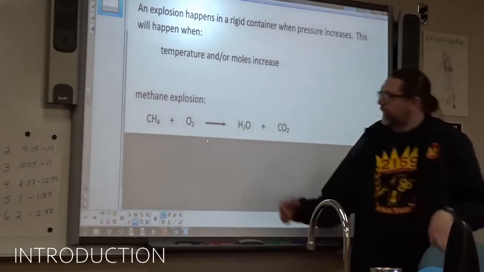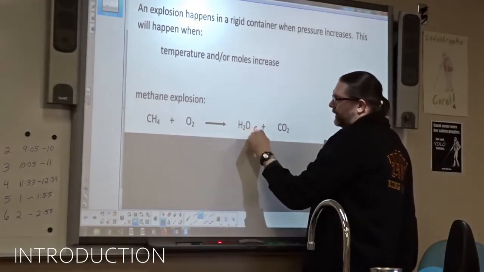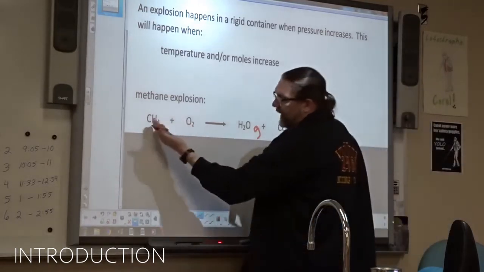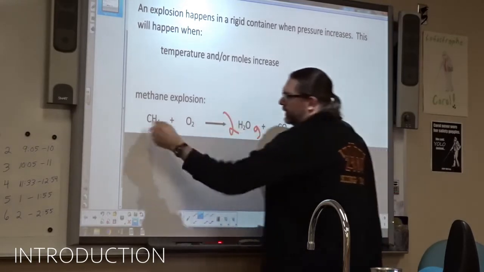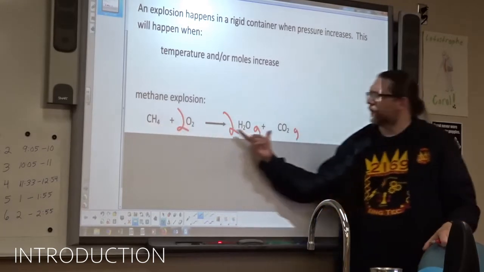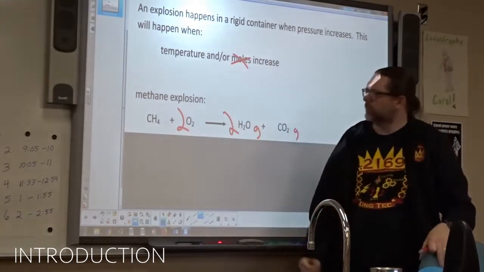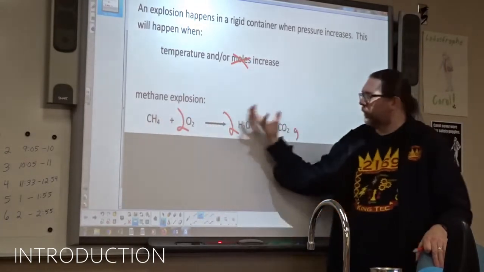The methane explosion itself, I just have this methane gas plus oxygen making water and carbon dioxide gas vapors, gas and gas. It's going to make a lot of gas. This is also gas in the first place, though. So let's balance this equation. I have a 2 there, a 1 there, and a 2 there. So I have 3 particles of gas turning into 3 particles of gas. Well, that doesn't change the moles at all. Okay, so it's 3 moles of particles and 3 moles of particles.